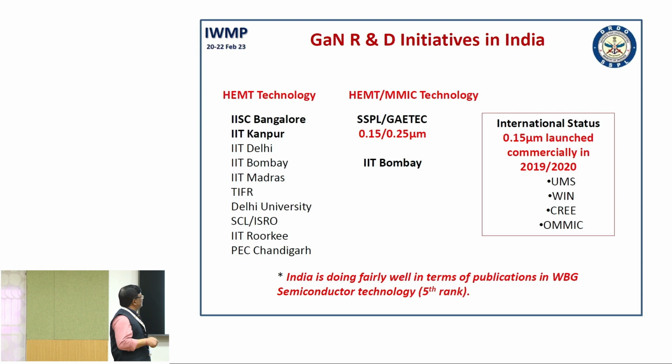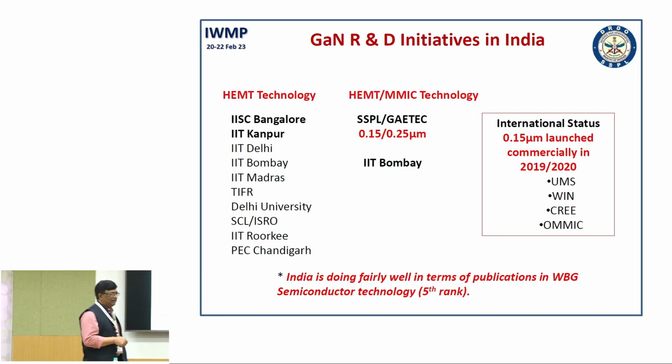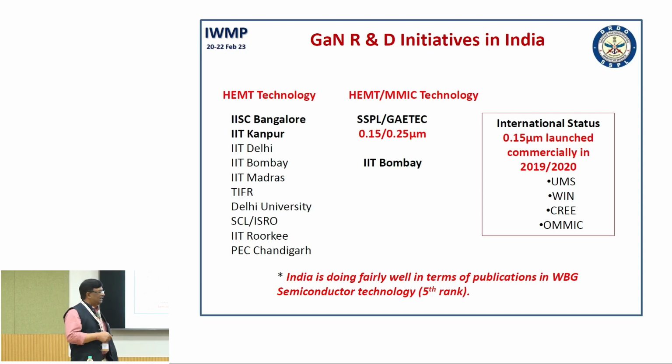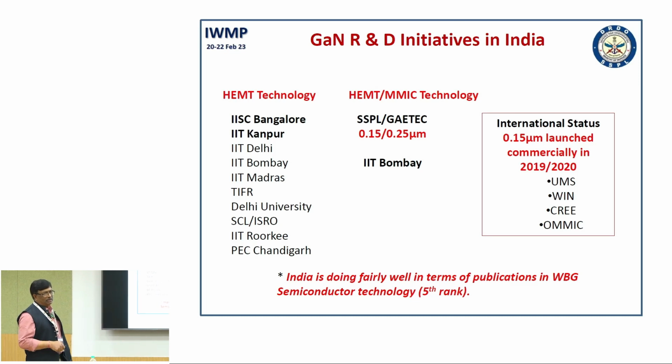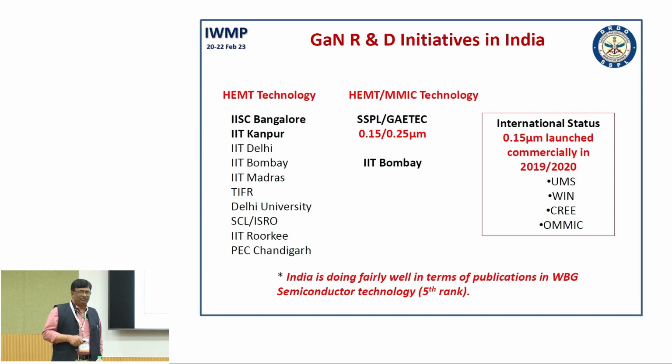And if you look at the international status, mostly the technologies available till 2019 or 20 were 250 nanometer based, and in 2019 UMS and a few other foundries launched this 0.15. So now it is in the commercial market up to Ku band, and India is doing fairly well because so many institutes are working. In terms of publications, India is 5th because of very good publications. So, very good human resource exists.